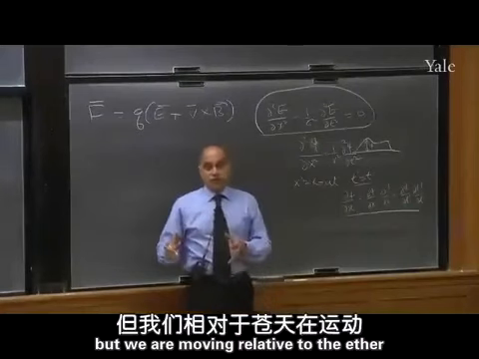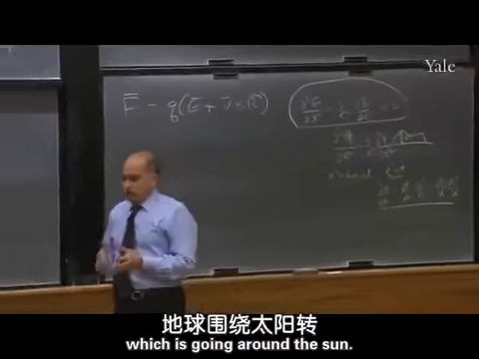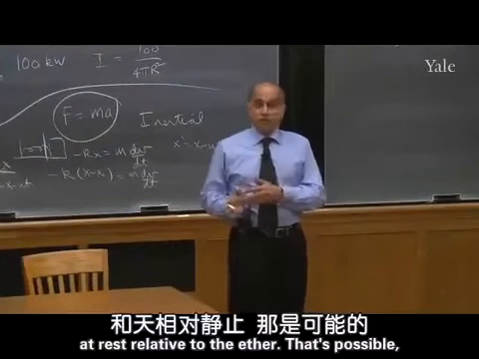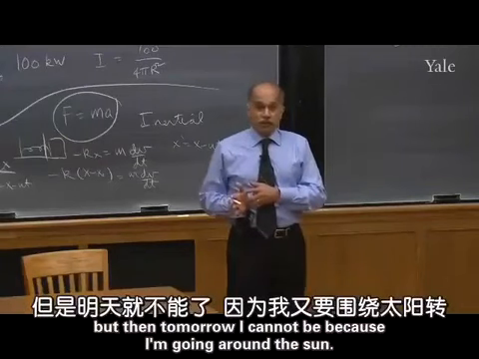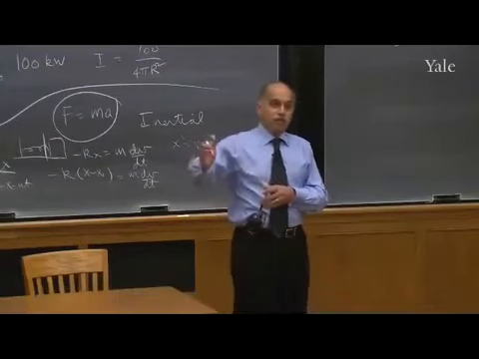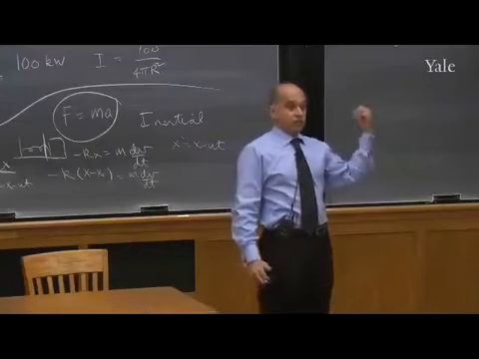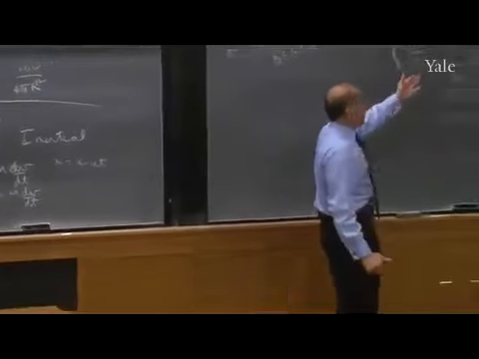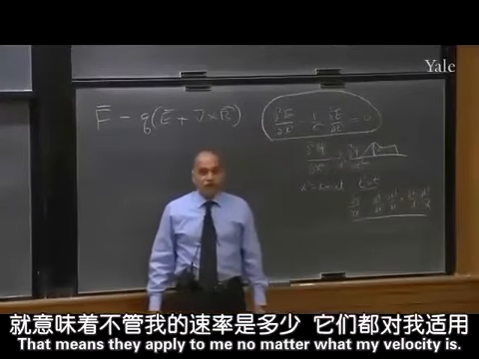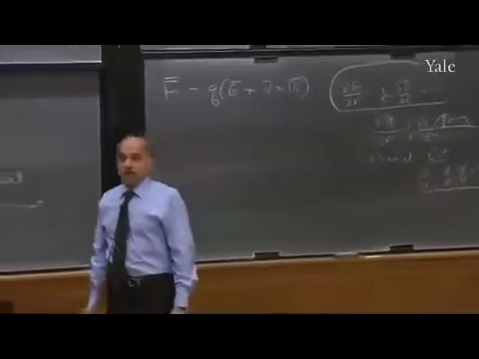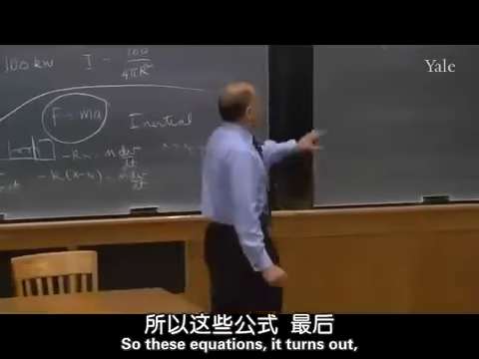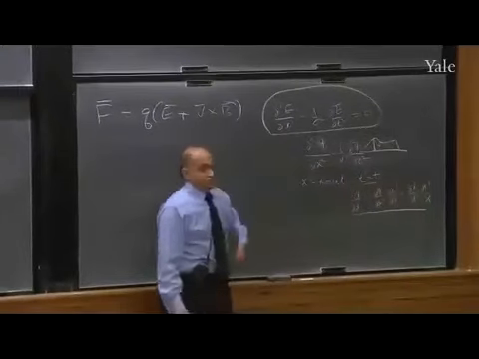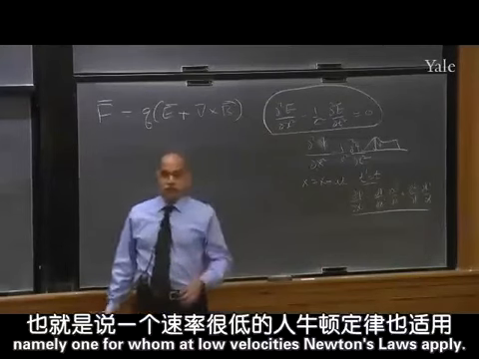But we are moving relative to the ether because we are on the earth, which is going around the sun. You may say, well, maybe today I just happen to be at rest relative to the ether. That's possible. But then tomorrow I cannot be because I'm going around the sun. Six months from now, I'm going the opposite way around the sun at a huge speed. But what I find is every single day of the year, I'm able to use these equations. That means they apply to me no matter what my velocity is. So these equations, it turns out, are valid for any observer who is inertial, namely one for whom at low velocities Newton's laws apply.